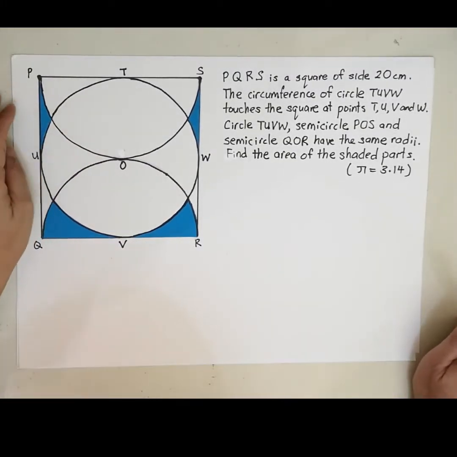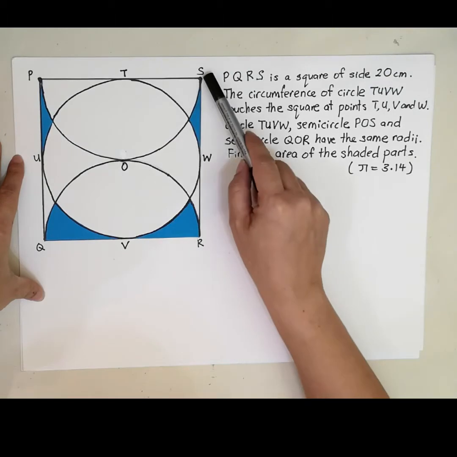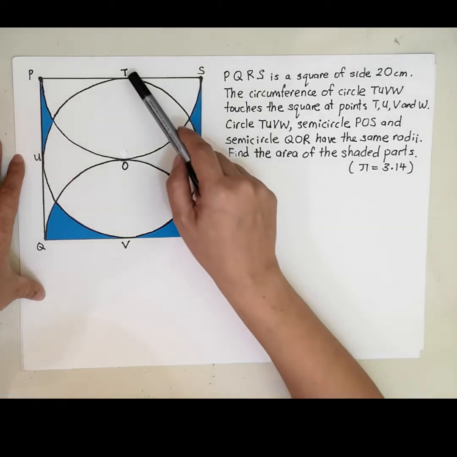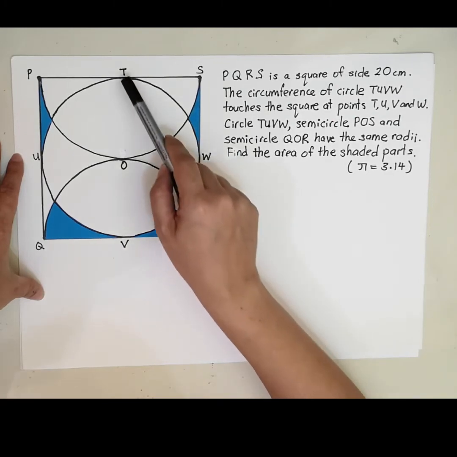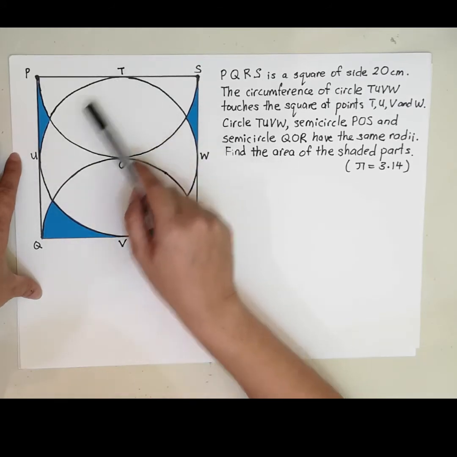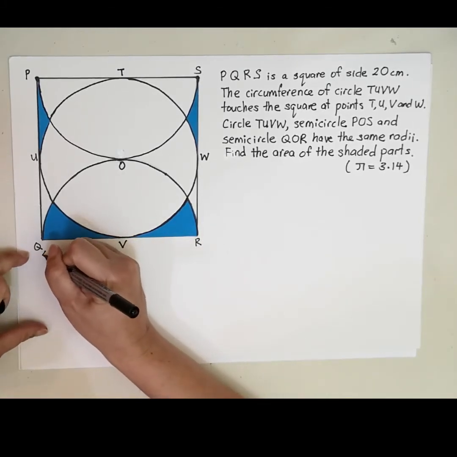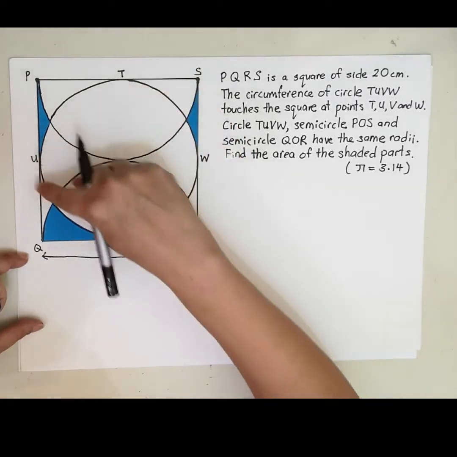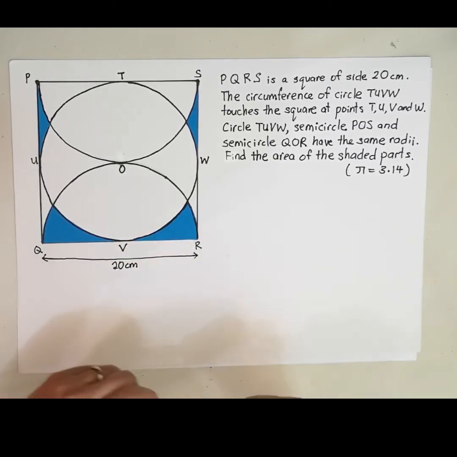Let us look at another example. In this example, we have PQRS, which is a square of side 20 centimeters. Then we have another circle within this square, circle TUVW. The circumference of this circle just touches the edges of the square at points T, U, V, and W. That means the diameter of the circle TUVW is the same as the side of the square. So it will be 20 centimeters.